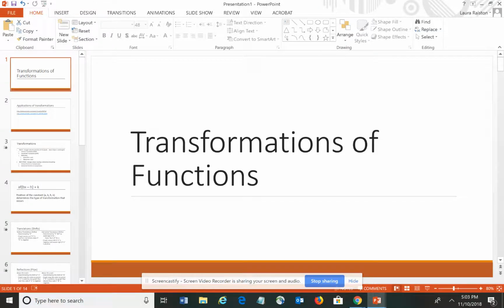In this video, we're going to talk about the transformation of functions. And one of the first things I want to point out to you, sometimes you think, well, why in the world are we learning this? Or what do we need to know this for?